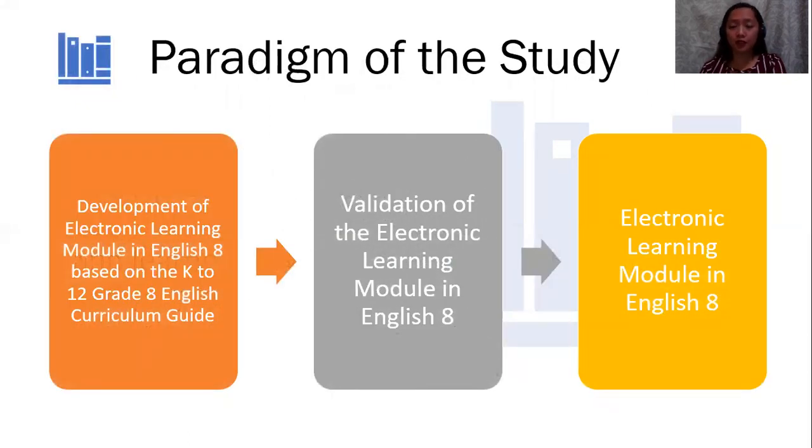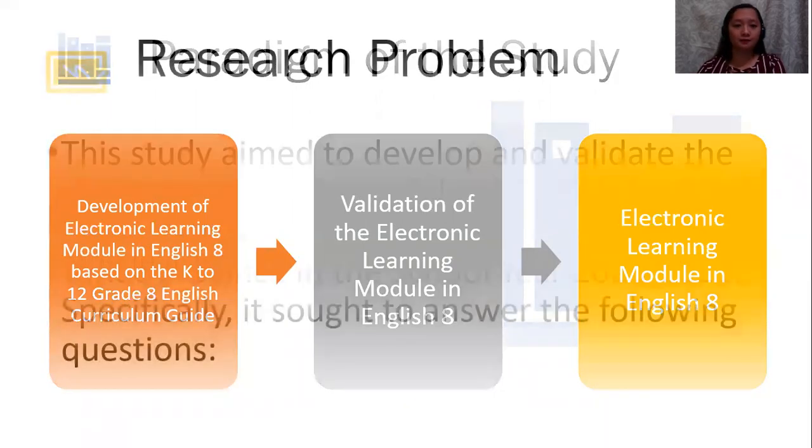For the paradigm of the study, it followed the IPO, or the input-process-output model. For the input, it involves the development of electronic learning module in English 8 based on the K-12 English 8 curriculum guide. For the process of ensuring the quality of the module, the validation was conducted. The validation of the electronic learning module in English 8 was conducted, and it was validated by subject matter experts and IT experts. For the output of this study, we have the electronic learning module in English 8.